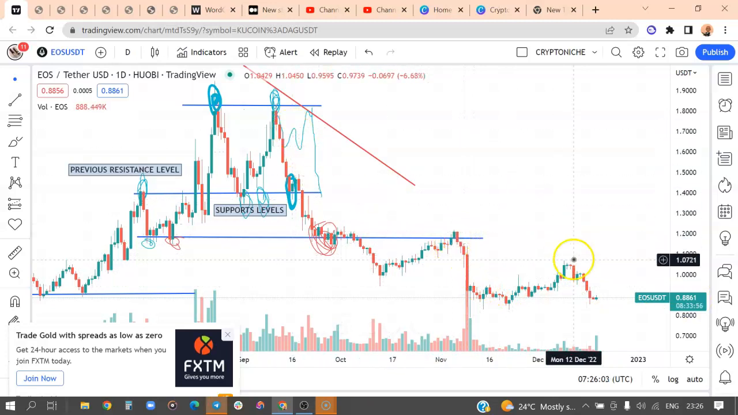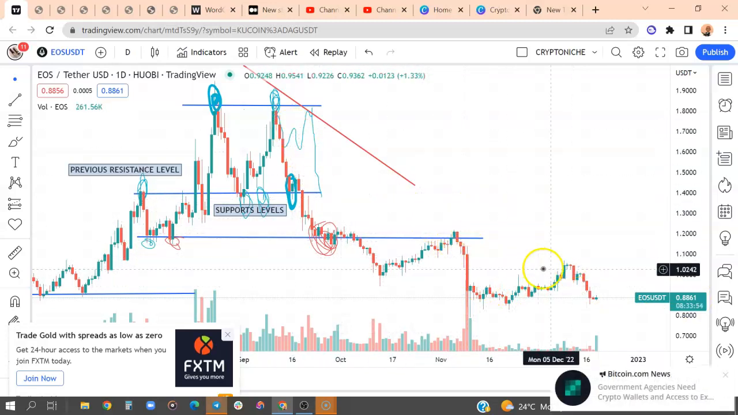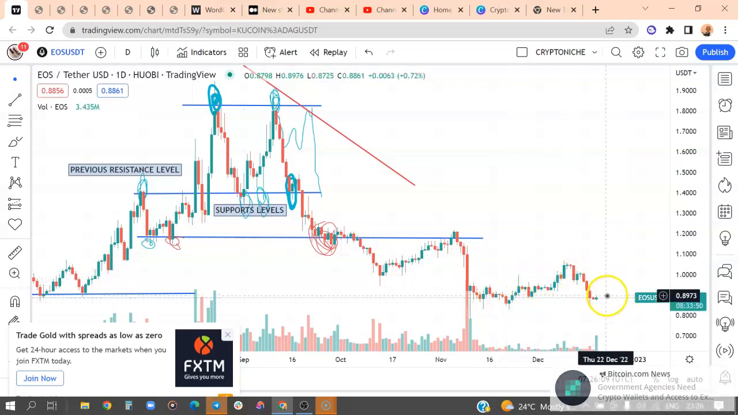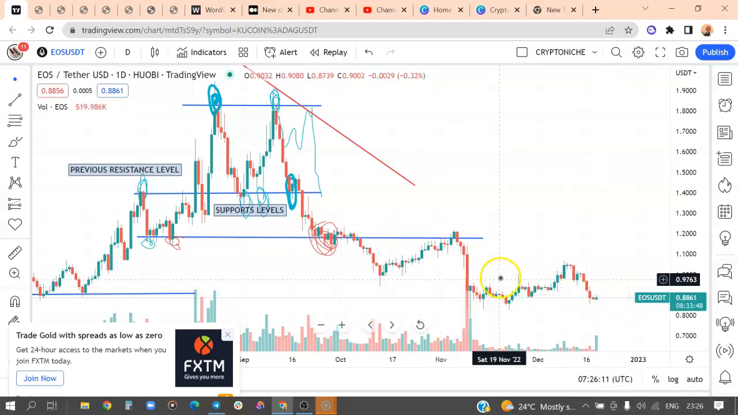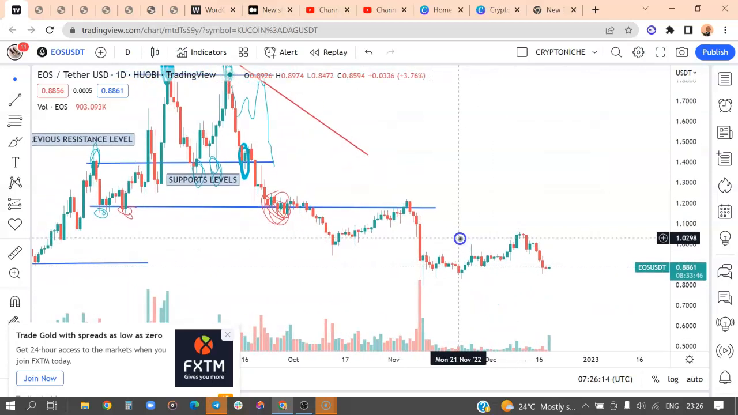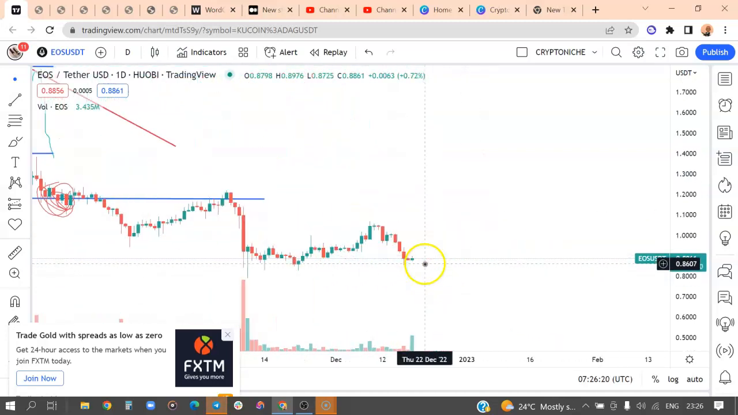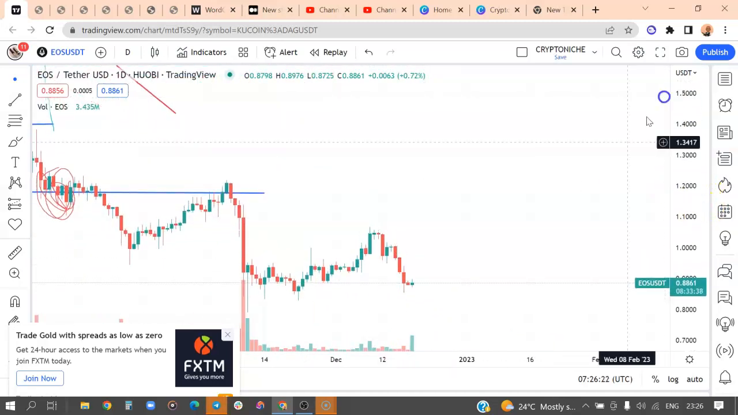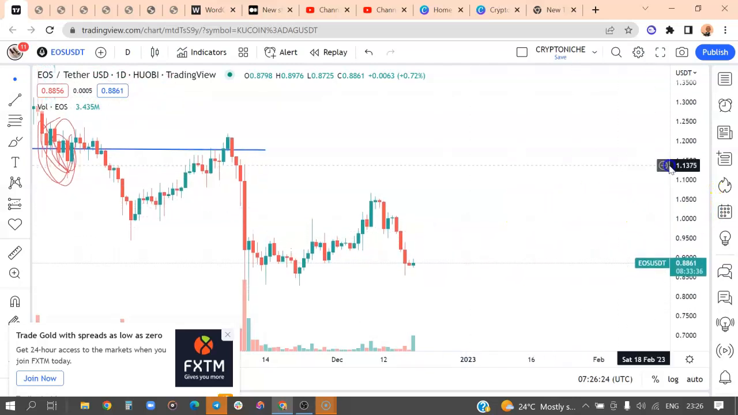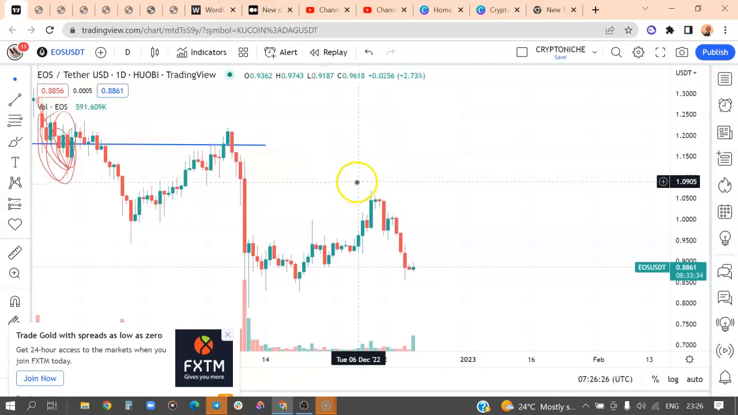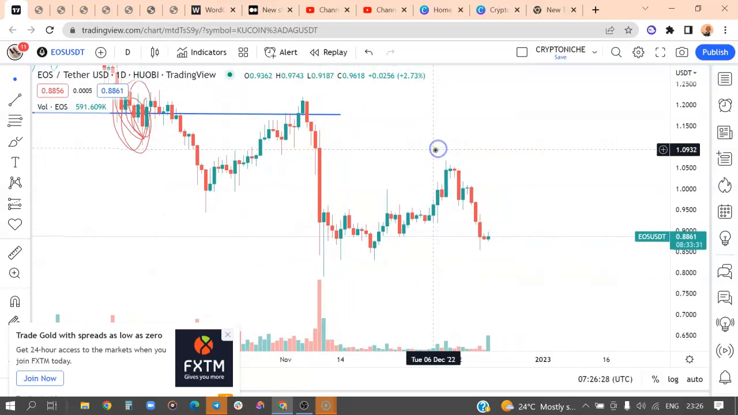Now look at this, this is on this time frame. This is a lower high. This is a lower low here, and a lower high. This is another lower low that is forming. So all you have to do as a trader is look for possible resistance here, on this time frame.